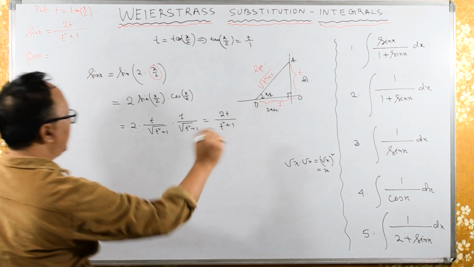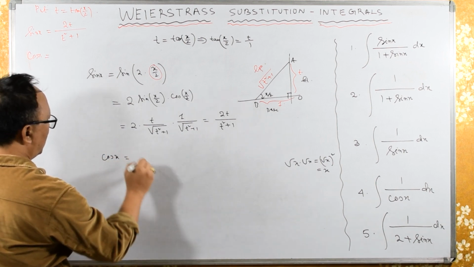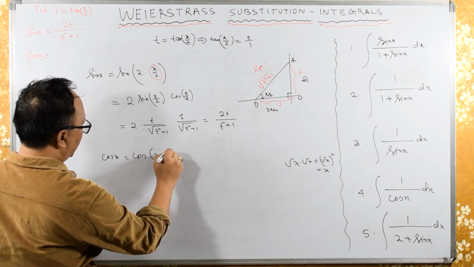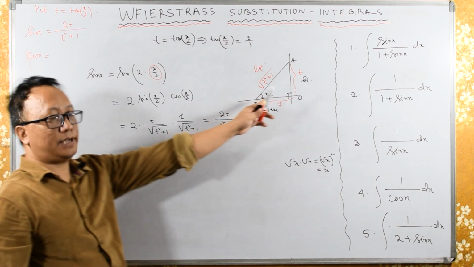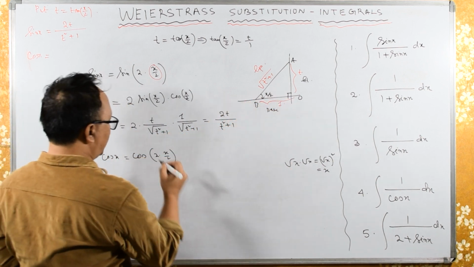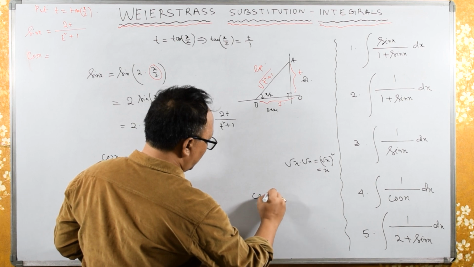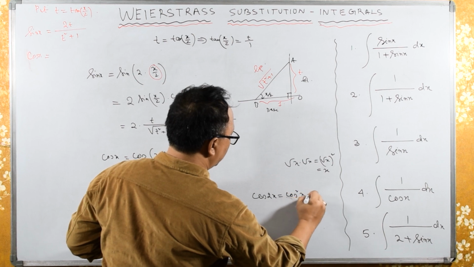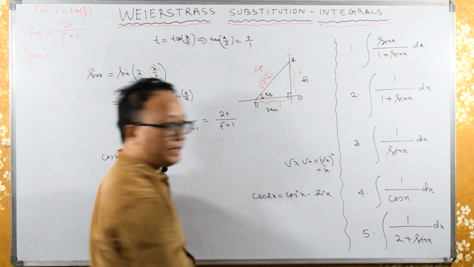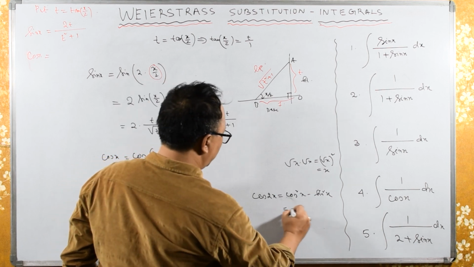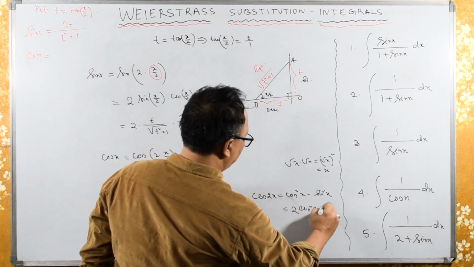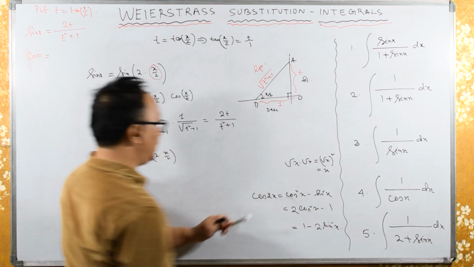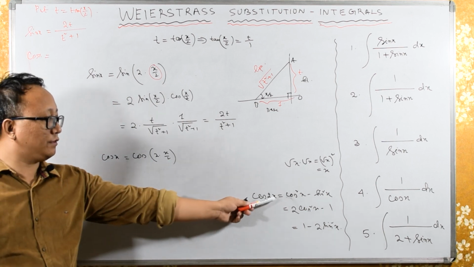Now what about cos x? Cos x, similarly, I can define as cos of 2 into x by 2. Why? Because the angle, as I told you, is x by 2. This is the same as cos twice x. So we have the formula: cos of twice x is cos square x minus sin square x, or 2 cos square x minus 1, or 1 minus 2 sin square x. We can use any one of them. So let's use the first one.